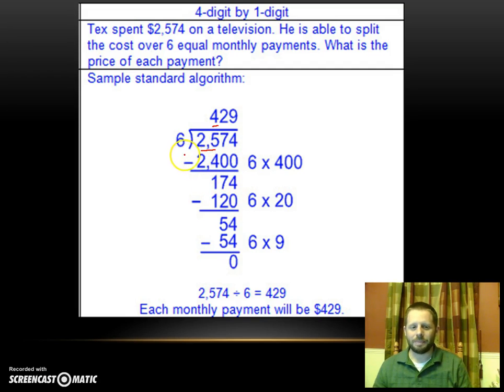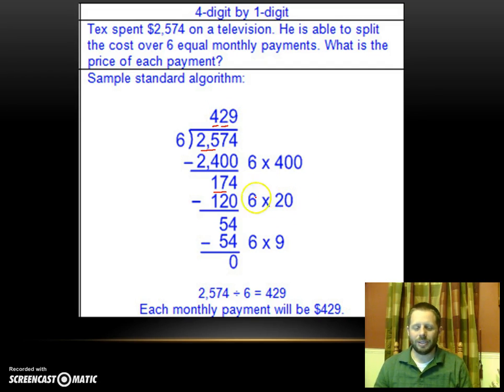Same idea. So now it's how many times would 6 go into this? Using the standard algorithm, you would have said, how many times does 6 go into 17? But using the place value method, how many times will 6 go into 174? Well, we know that that's going to be 2 times, or in reality, that's actually 20 based on its place value. So 6 goes into 174 20 times.